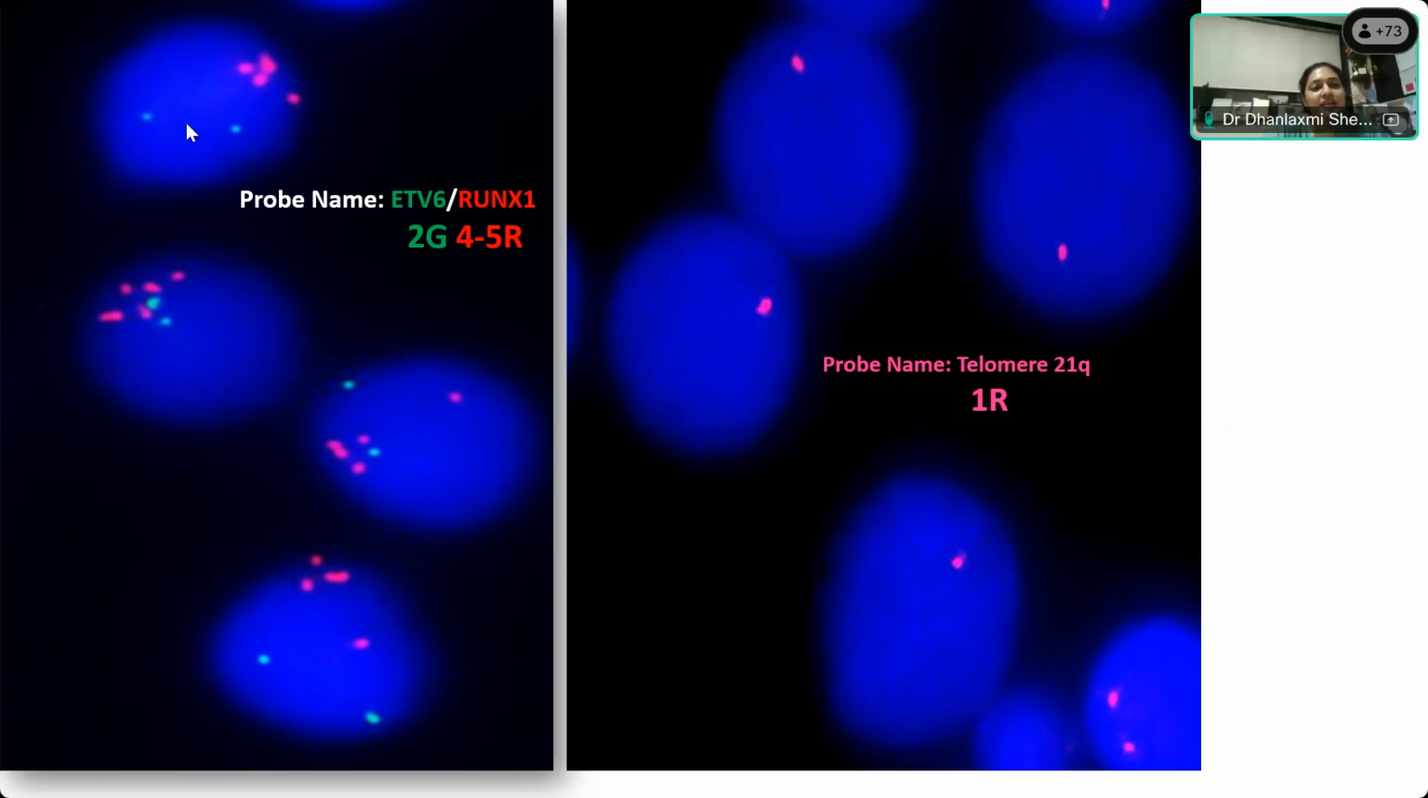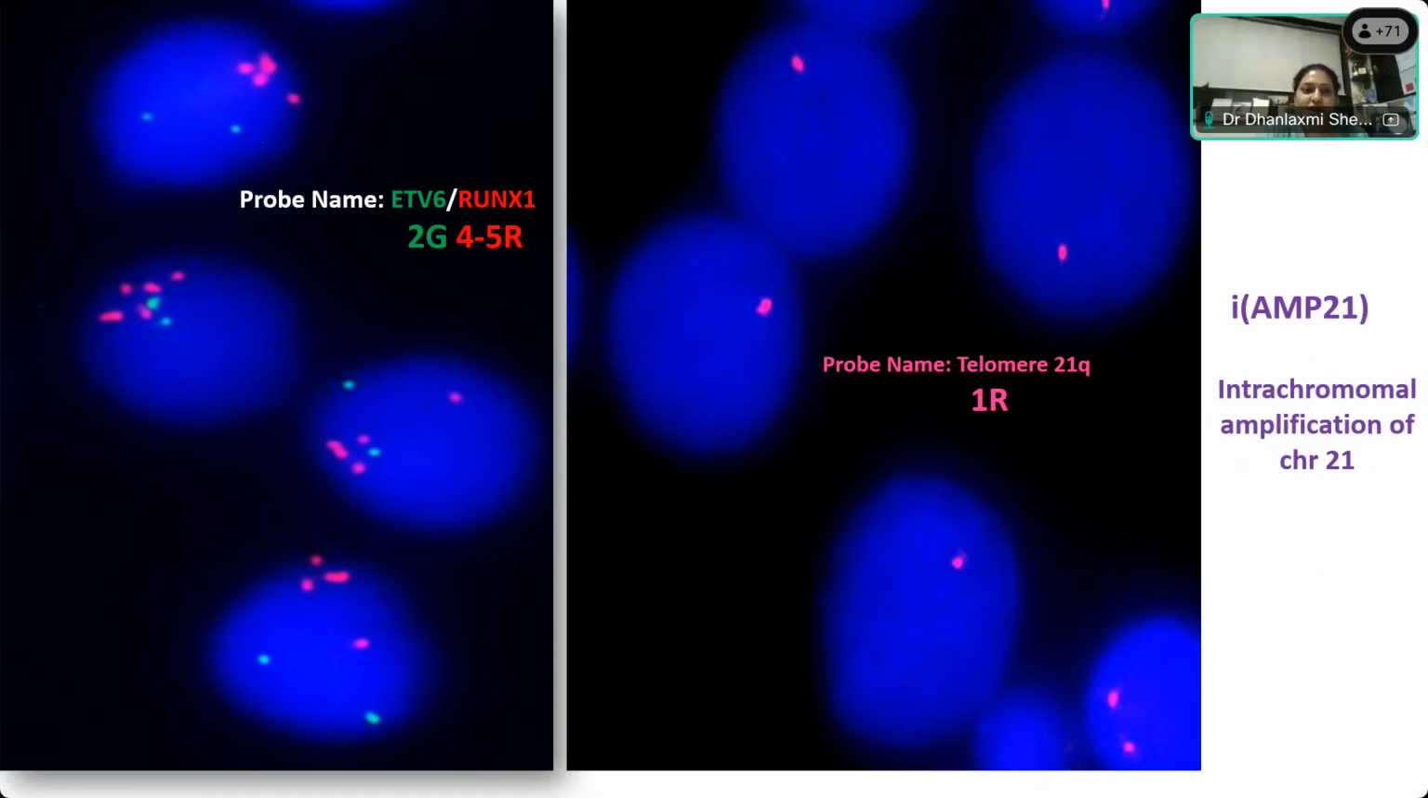So here I can see 2 greens and 4 to 5 reds, right? And this is just a simple supporting probe that we have used here, telomeric 21q, which gives you 1 signal, or it could be 2 as well. So what is this indicative of? I think our audience is well read. Wonderful. Yes, many of the answers are right. It is intrachromosomal amplification of chromosome 21, amplification of the RUNX1 gene.